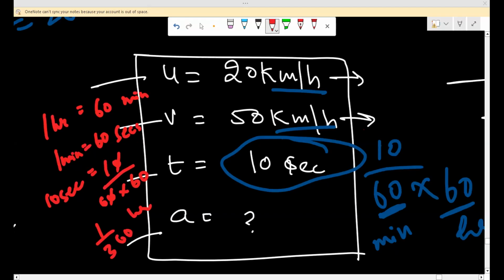Ma'am, I think V square is equal to U plus at. Not V square. It's V is equal to U plus at. Yes, U plus at, correct. Put the correct value of time. Okay, 1 upon 360.